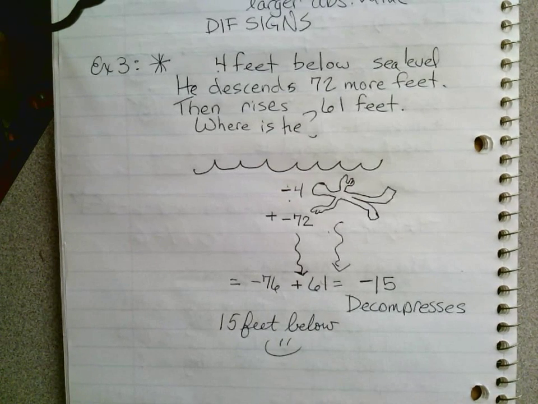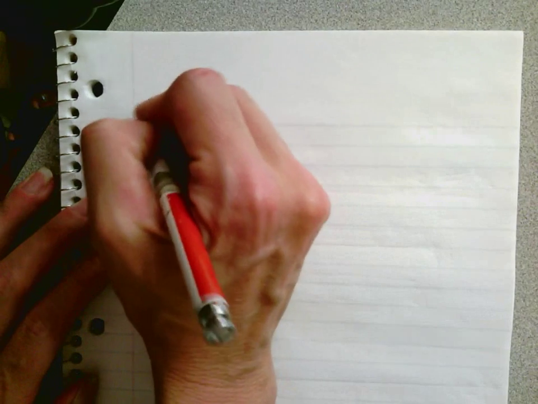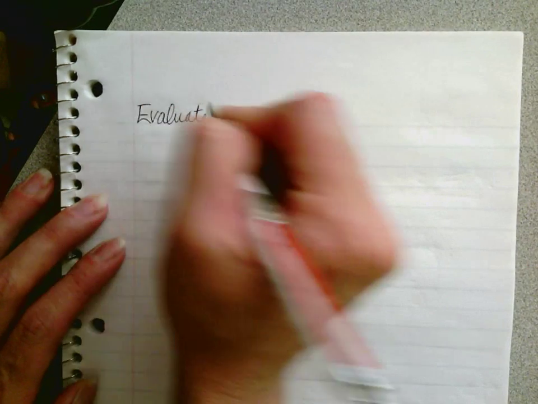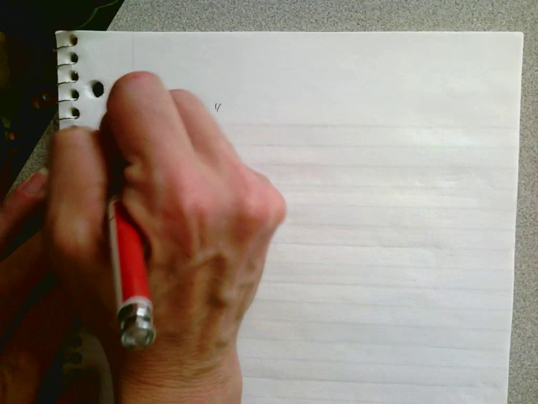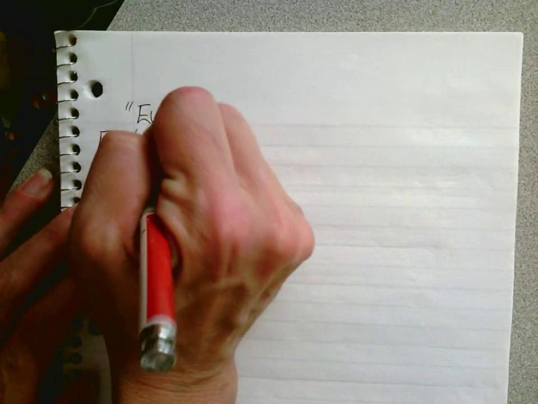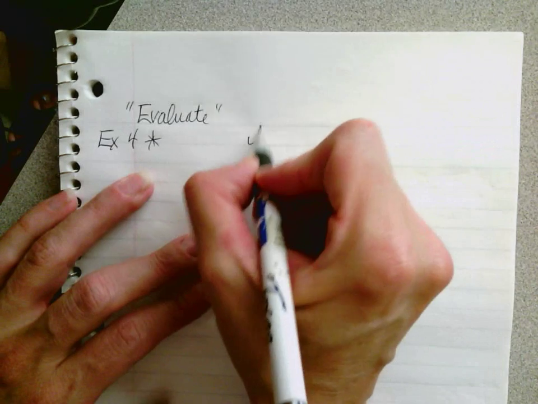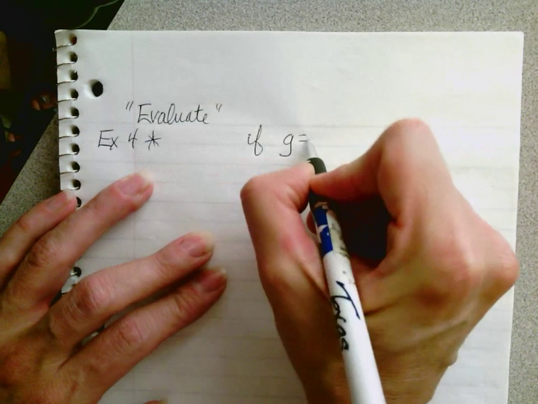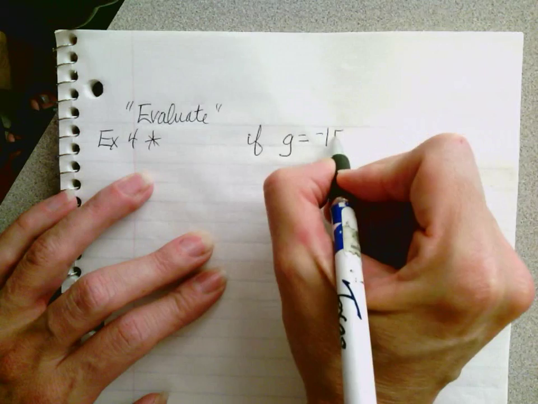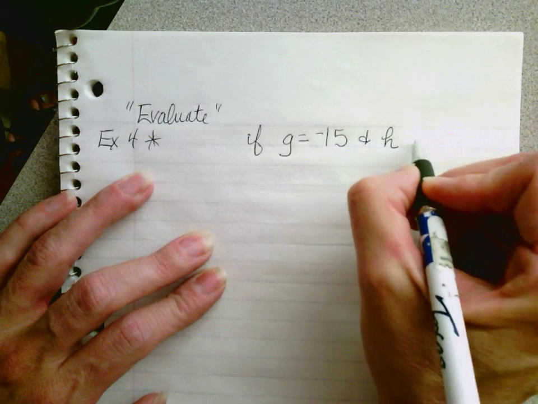Oh boy. Example 4, lastly, this is the evaluate stuff. And I know some of you might not have all this. Leave yourself some room and come back. So we're evaluating here in example 4, which means I'm going to give you some numbers and you're going to plug them in. Evaluate the expression if g equals -15 and h is equal to -8.